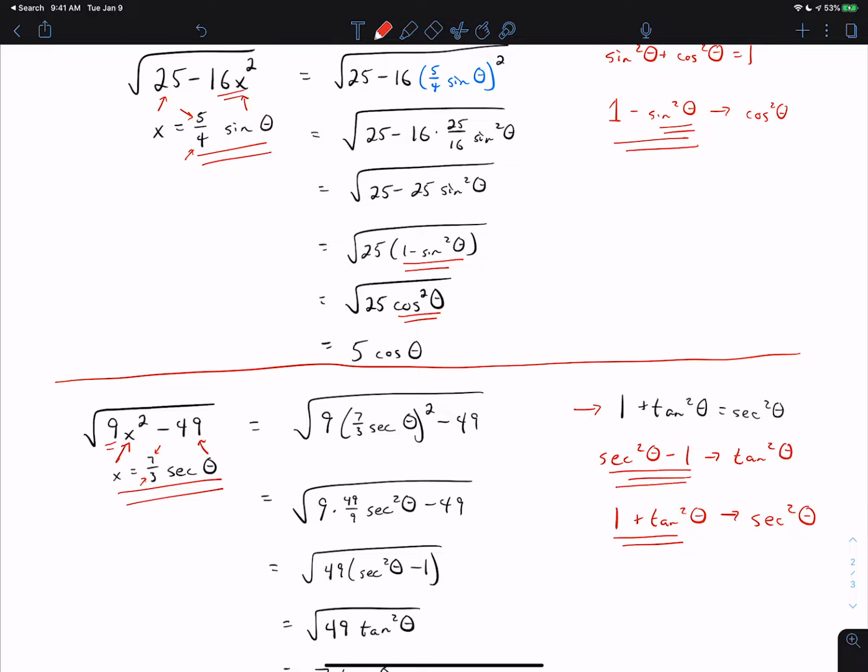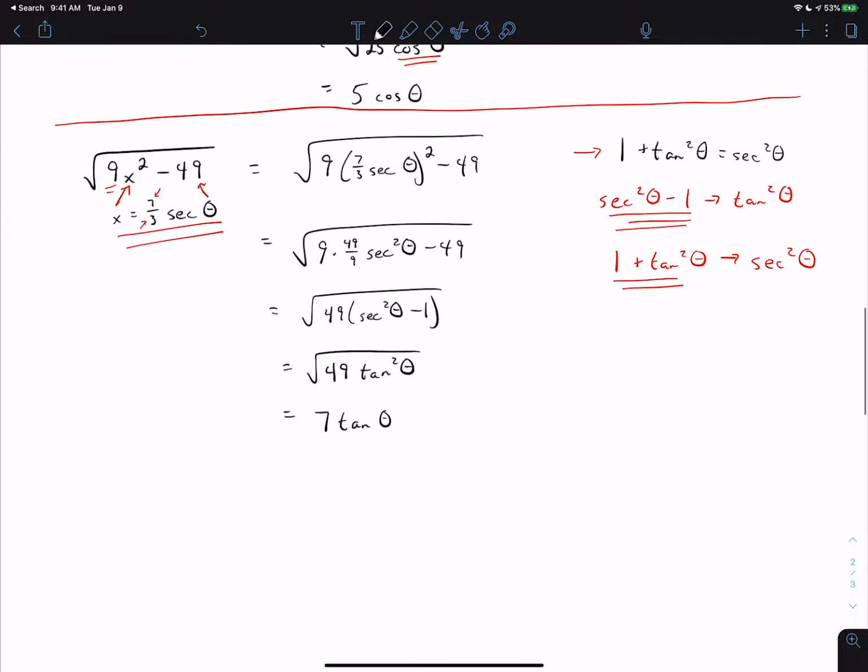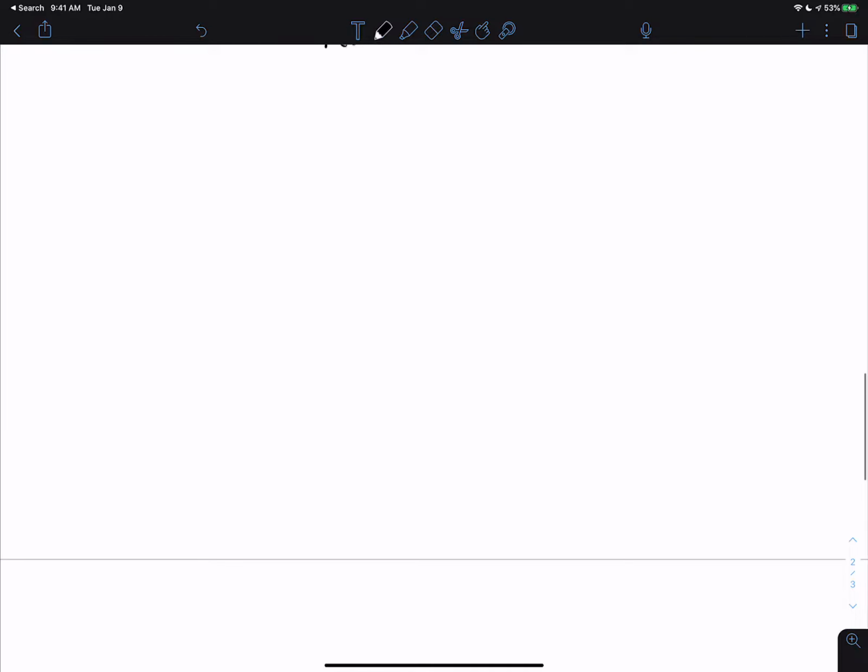Okay, so let's look at another problem and see if you can pick the correct trig substitution for this problem. So if I have 16x squared plus 25, see if you can pick the coefficient and the trig function, either sine, secant, or tangent, that you should use for x. So the coefficient and the trig function that you should use for x. Pause the video, write down what you think, and check it with me in just a minute.